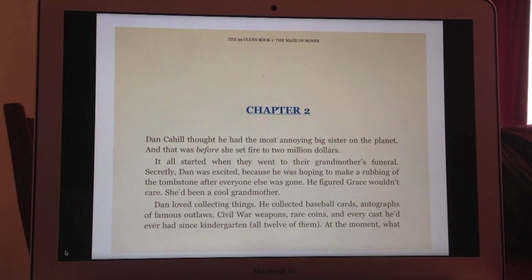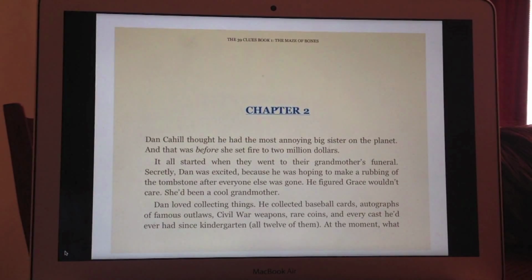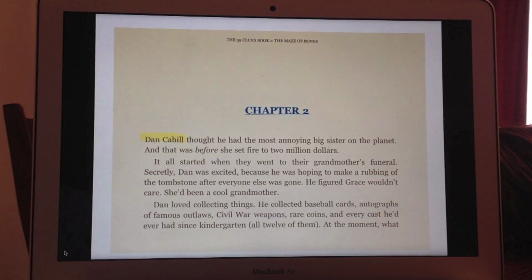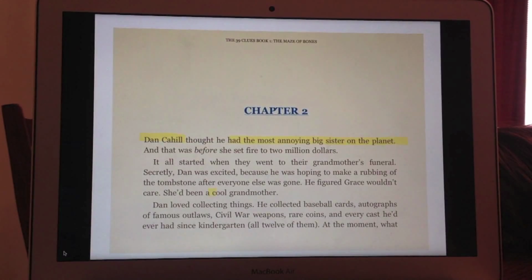So I'm looking at a small part of the 39 Clues, Book 1, The Maze of Bones. And I want to focus on the character of Dan Cahill. I'd like to get some information about Dan so that I can analyze him and write a response. As I read about Dan, I learn that he feels he has the most annoying big sister on the planet. I read on and I find out that he felt he had a cool grandmother. And so he hopes to make a rubbing of her tombstone, which seems kind of interesting to me.